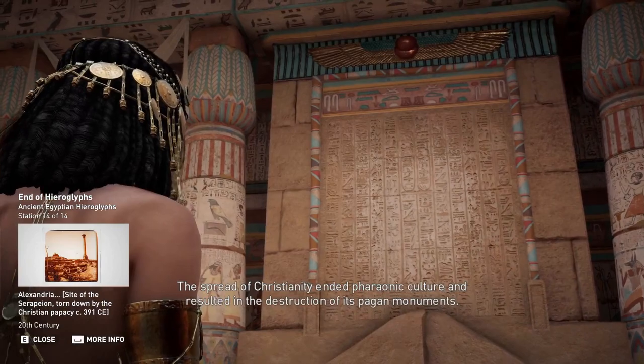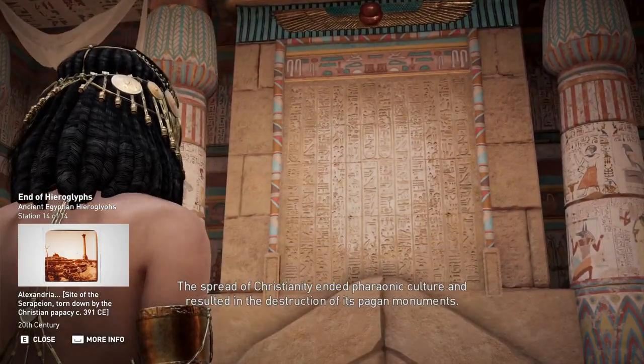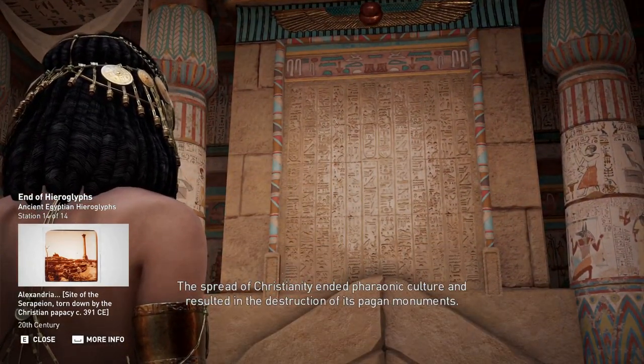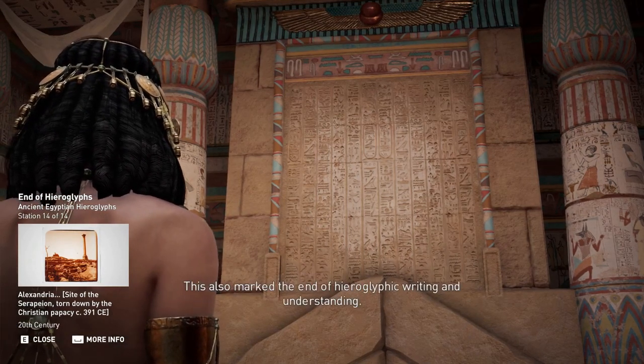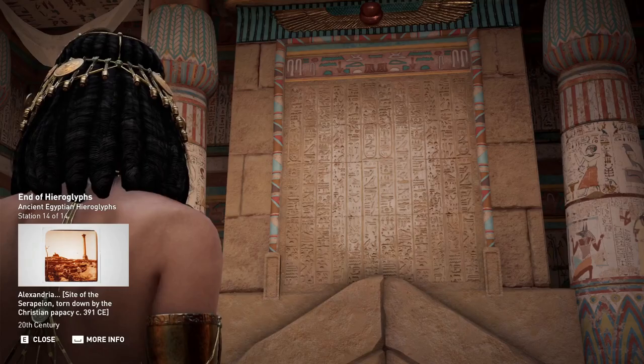The spread of Christianity ended Pharaonic culture and resulted in the destruction of its pagan monuments. This also marked the end of hieroglyphic writing and understanding.